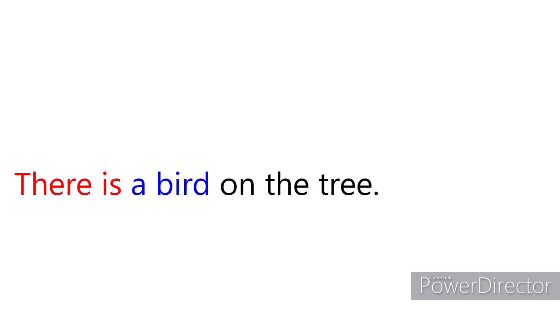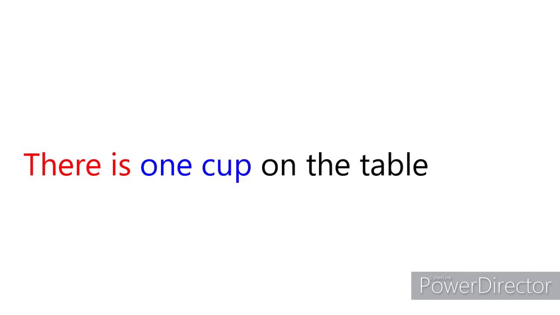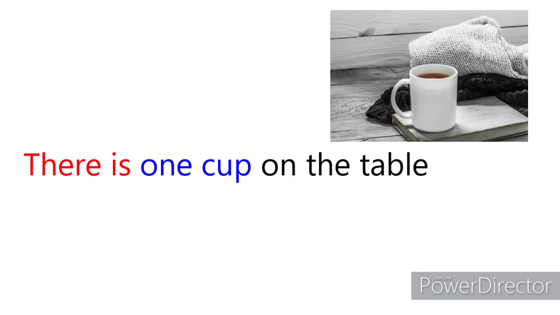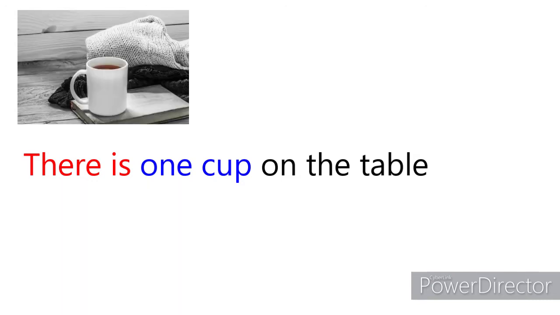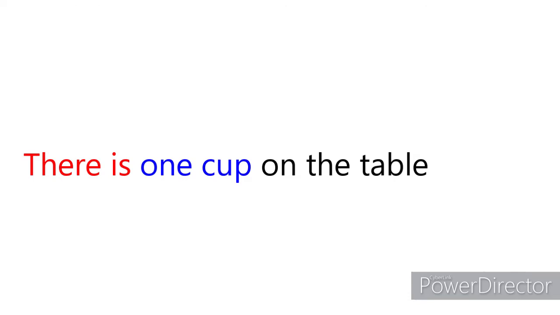Another example. مثال ثاني. There is one cup on the table. One cup, singular. We have one cup, that's why we used there is. يعني يوجد فنجان واحد فوق الطاولة. One cup. لهذا السبب استعملنا there is. يوجد كأس واحد فوق الطاولة. One cup.